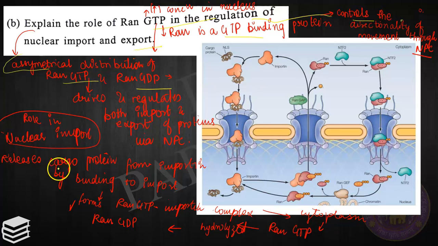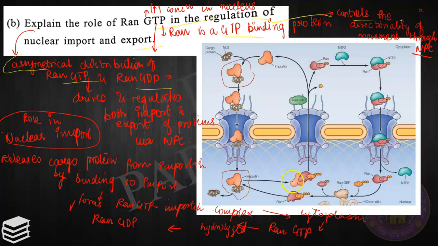Now let's see what happens in nuclear import. In the cytoplasm we have a cargo protein which has nuclear localization signals that are recognized by what? Importins. These are the nuclear receptors. So they bind to the importin, and a cargo-importin complex is formed, which moves through the NPC. After coming to the nucleus, the importin and cargo protein complex separate.